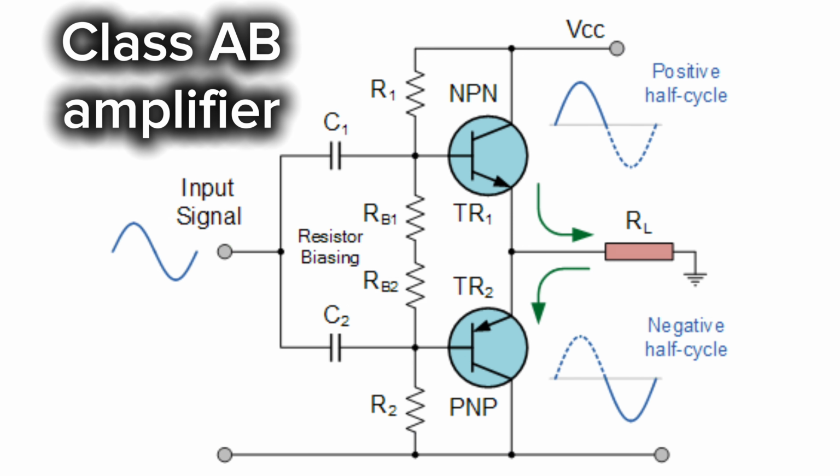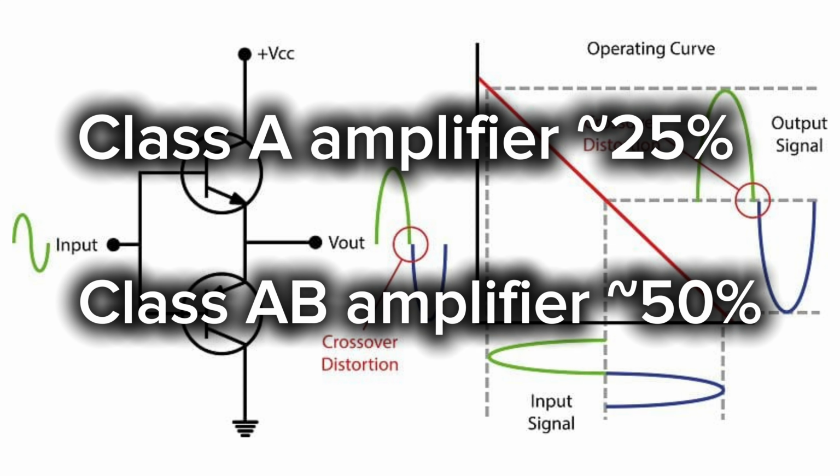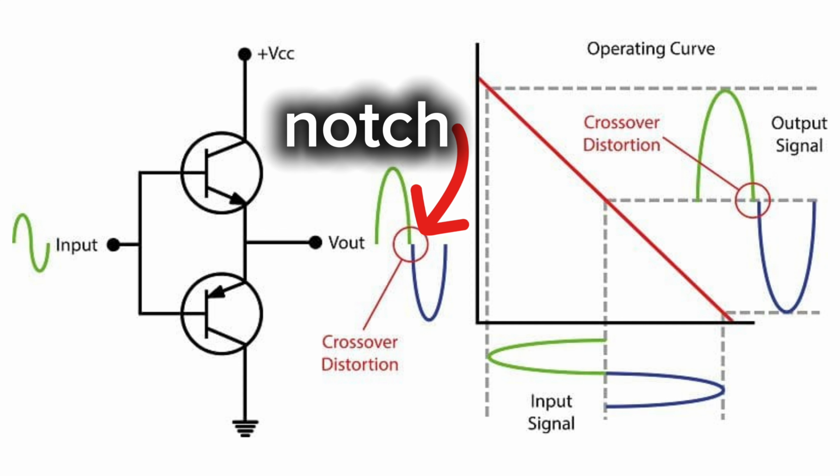You can also go further and make a Class AB amplifier. This combines a PNP and an NPN transistor. A Class AB amplifier is 25% more efficient than a Class A amplifier. The lagging of the Class AB amplifier is also contributed by a notch at its output.